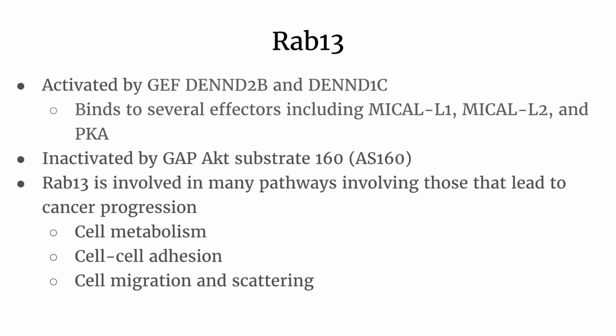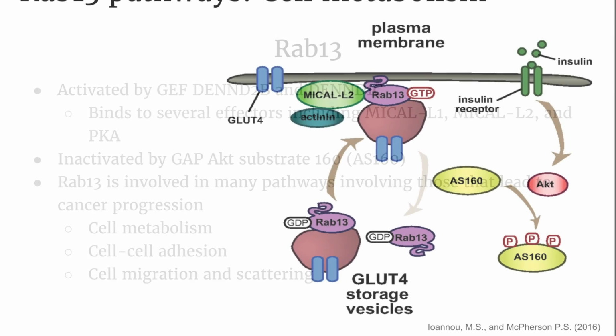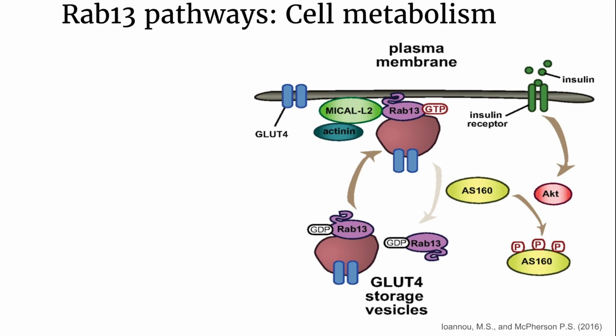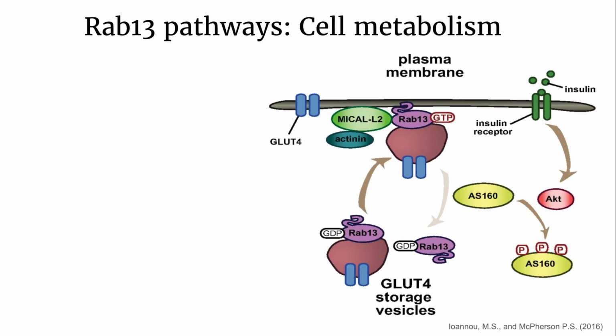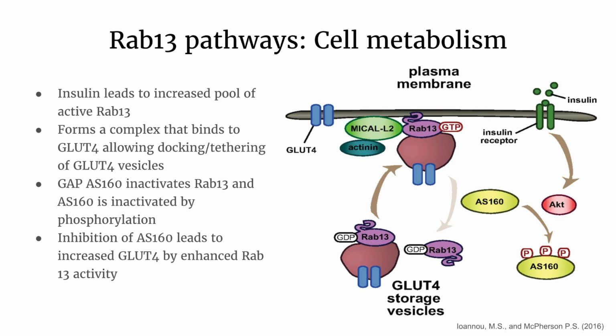Rab13's trafficking pathways give rise to tumors, and it is referred to as a significant driver in cancer progression. In cell metabolism, Rab13 translocates the glucose transporter called glucose transporter type 4, or GLUT4, to the cell surface in response to insulin. The insulin exposure leads to phosphorylation that inactivates the GAP, which in turn increases the concentration of active Rab13. This leads to both an increased sensitivity to glucose and tumor growth.